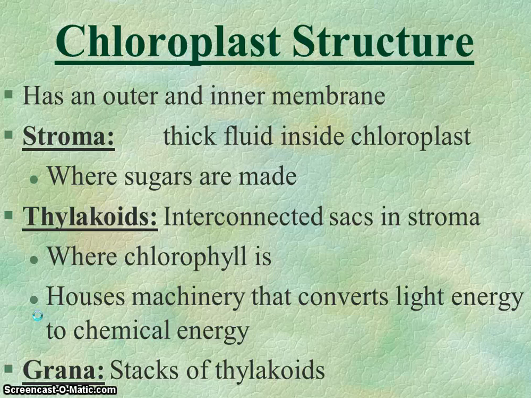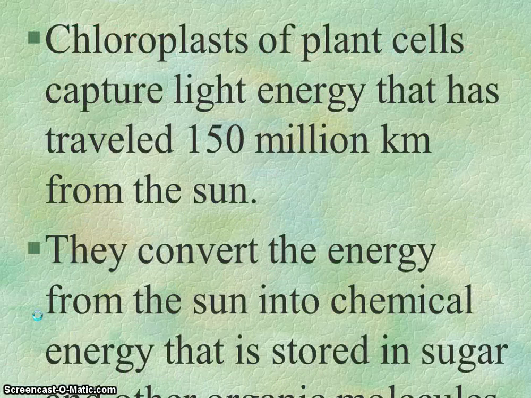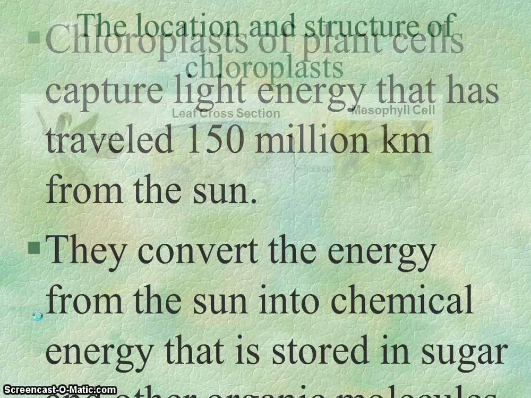That is where we're going to convert the light energy. And just a cool fact: chloroplasts of plant cells capture light energy that has traveled 150 million kilometers from the sun, and they are able to convert that energy from the sun into chemical energy that we store as carbohydrates that we actually use.